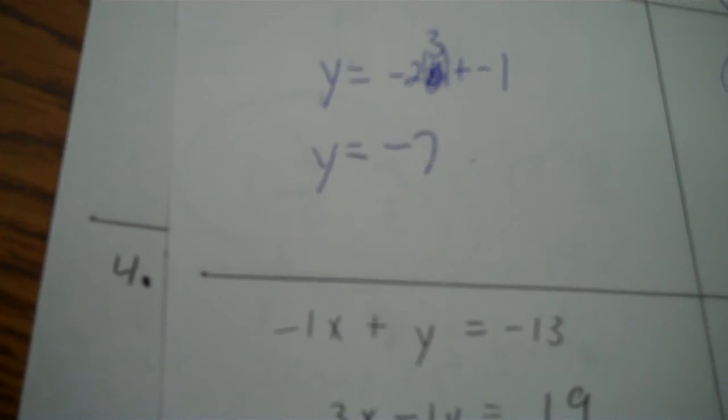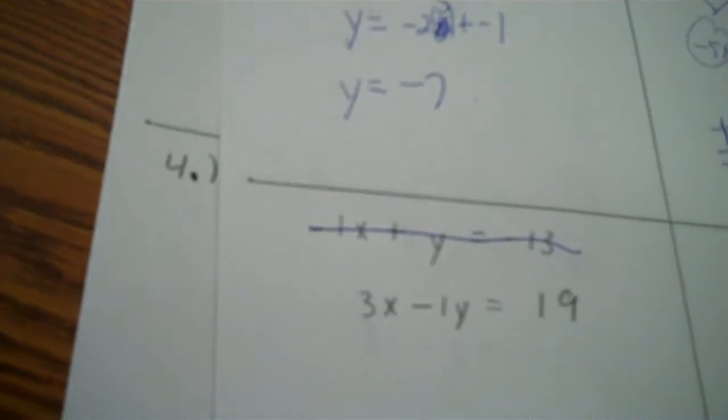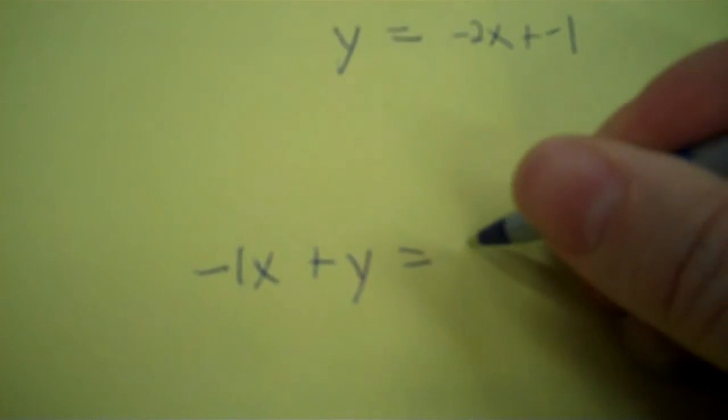Okay, x, y. Okay, pick an equation. It doesn't matter which one, okay? It really does not matter which one. We'll go with the top one. We'll cross that one out, okay? So I got negative 1x plus y equals negative 13.